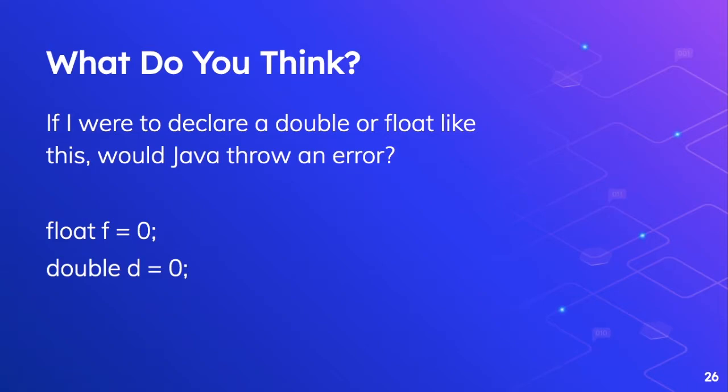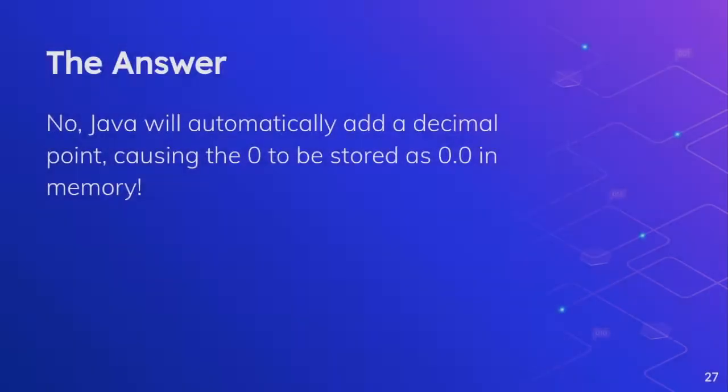Now, I have a quick question for you. If I were to declare a double or float like this, where I haven't included the decimal point, would Java throw an error? I'll give you a couple seconds to think about that. Okay. Well, the answer is no. Java will automatically append a decimal to it. So if you do double d equals 0, it'll automatically be stored as 0.0 in memory, which is pretty nice. As a general rule of thumb, you should be adding the 0.0, but in case you ever forget, it will never throw an error your way.